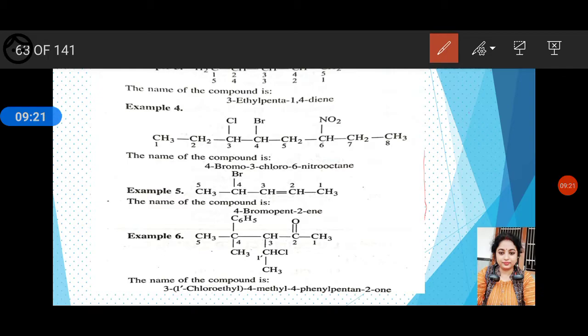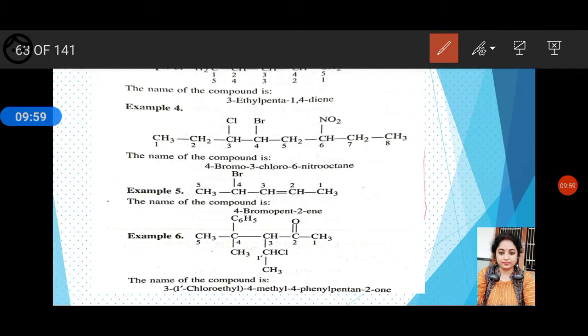Now let's come to the other compound. Note down this compound. Don't see the answer, children. CH3, CH2, single bond CH, branch Cl, CH, branch Br, single bond CH2, single bond CH, branch NO2, single bond CH2, single bond CH3.